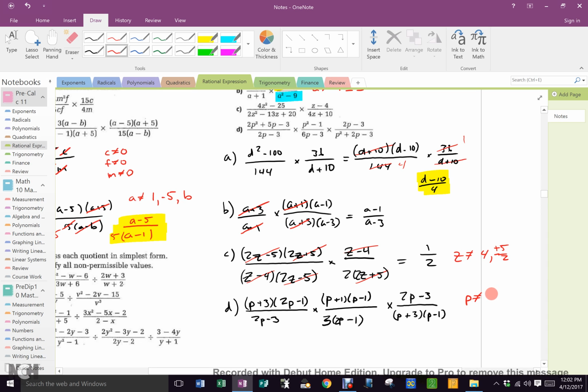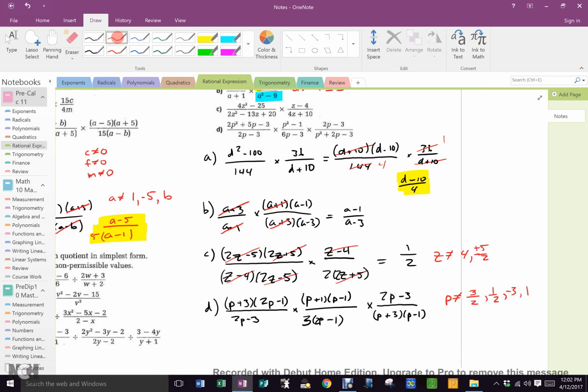P cannot equal 3/2, 1/2, negative 3, and positive 1. Then I start my canceling. p minus 1, right there. p plus 3, right there. 2p minus 3, right there. p plus 1, right there. And the only thing left is p plus 1 over 3. And that's the final answer.